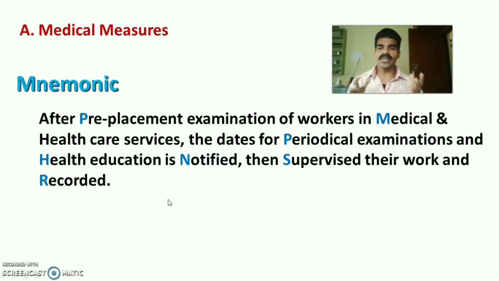I think now you can better understand the mnemonic for the medical measures, that is: after pre-placement examination of workers in medical and healthcare services, the dates for periodical examinations and health education are notified, then supervised their work and recorded. So which includes pre-placement examination, medical and healthcare services, periodical examination, health education and counseling, notification, supervision of the work environment, and the last one is record maintenance and analysis. So there are 7 medical measures.